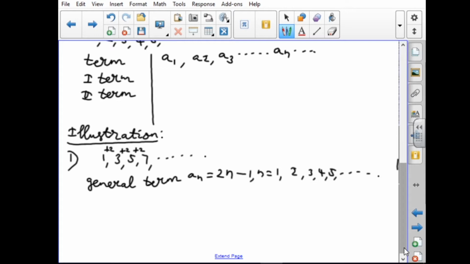So they have given the arrangement of numbers. We can write the general term An equals 2n minus 1. Here n is the natural numbers. The second illustration, they have given like that.